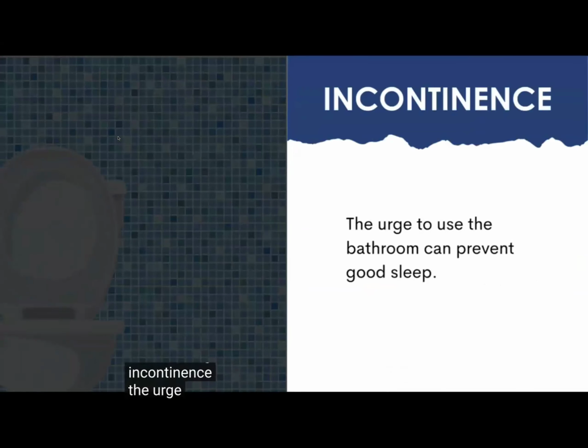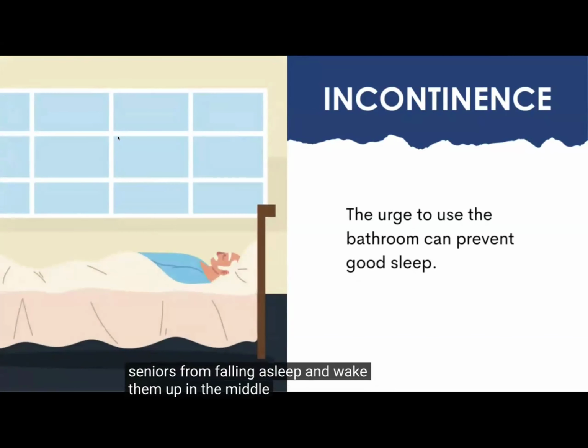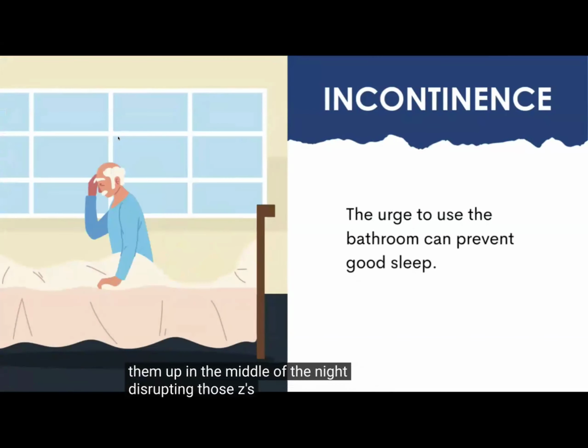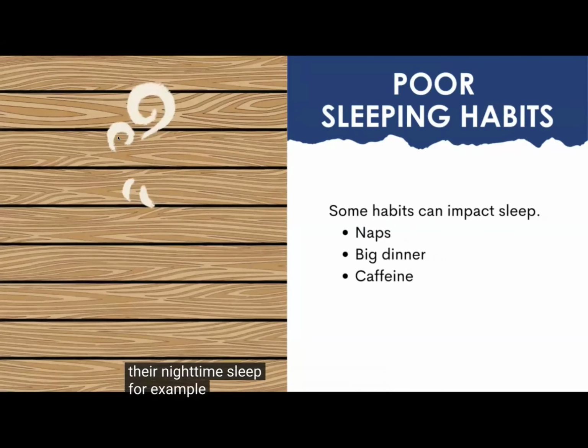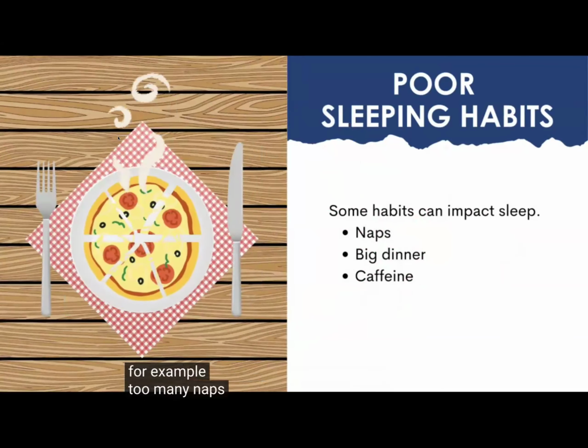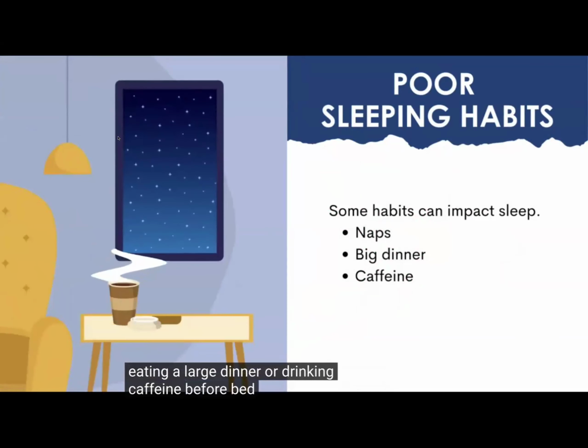Incontinence. The urge to use the bathroom could keep seniors from falling asleep and wake them up in the middle of the night, disrupting those Z's. Poor sleeping habits. A senior's daytime routine could impact their nighttime sleep. For example, too many naps, eating a large dinner, or drinking caffeine before bed.